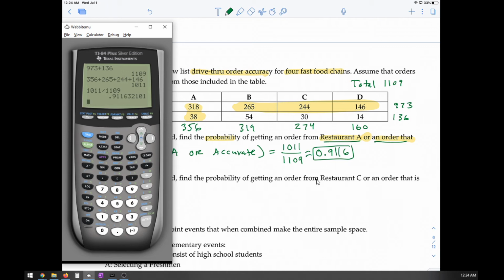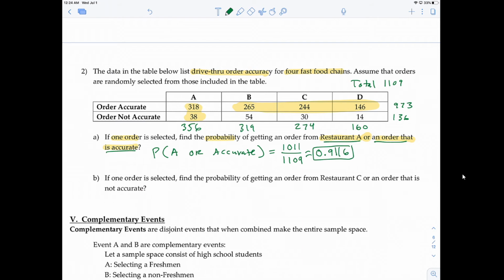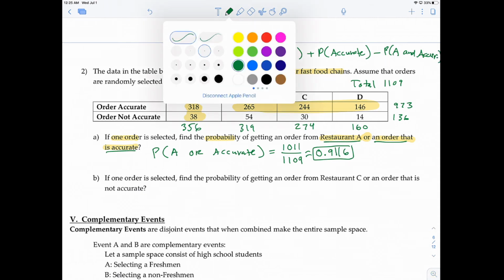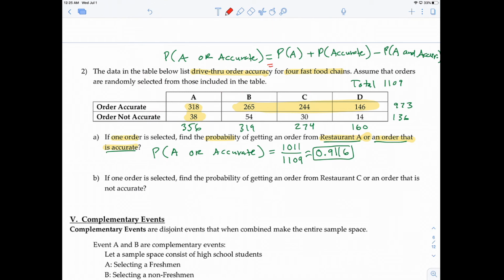Now, if you wanted to use the addition rule, you could. So let me work that out. If you wanted to use the addition rule, that would be the probability that the order is from restaurant A or accurate, and we know that's equal to the probability it's from restaurant A plus the probability that the order is accurate, and then minus the probability of A and accurate. And I'm just going to abbreviate just like that. And because we totaled everything, it's pretty simple to get all those numbers, right?